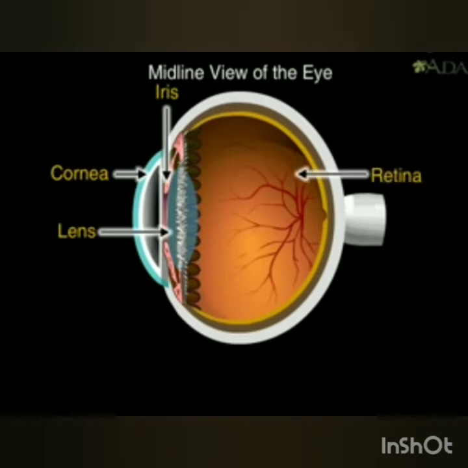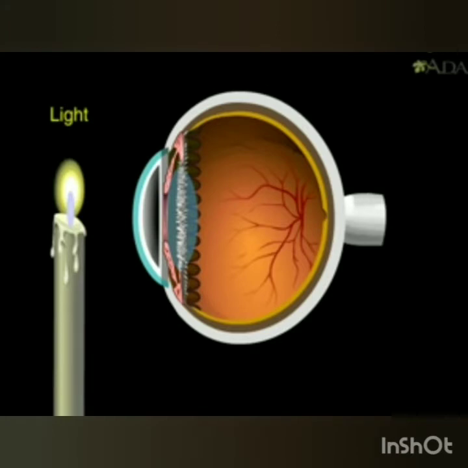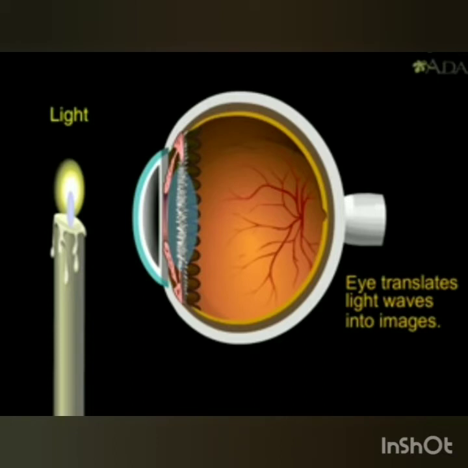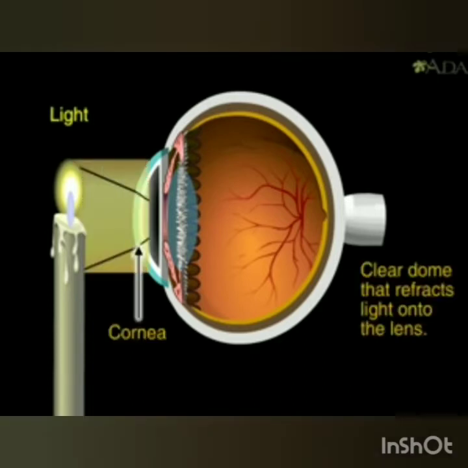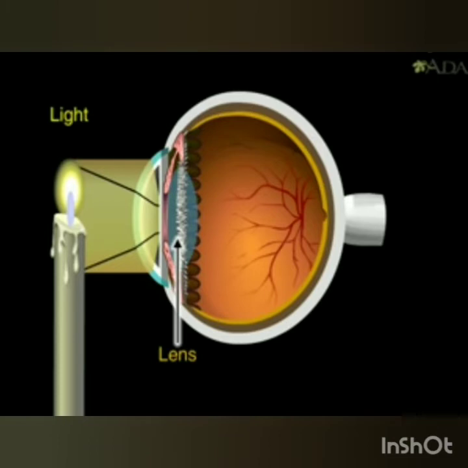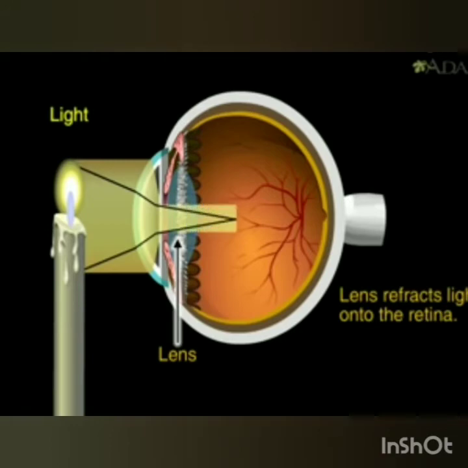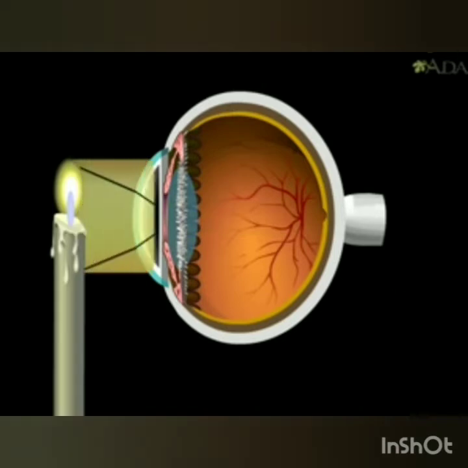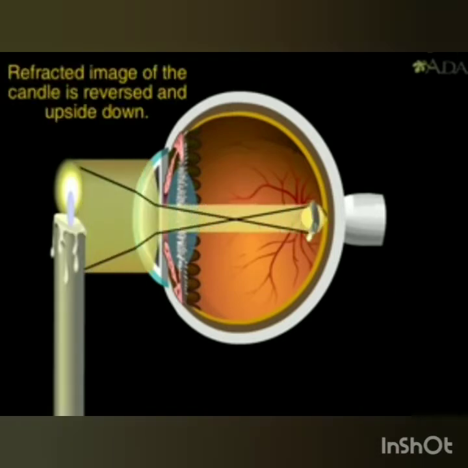Let us see with one example how the eye is able to see different things. Let us assume that a candle is in front of the eye, and you can see that the light originating from the candle first enters the cornea, which is a transparent layer, then it enters the pupil controlled by the iris, and then it enters the lens. Now the lens refracts the light and makes an image fall on the retina. Can you see? It results in the formation of an image on the retina, and the refracted image is upside down because it is a real image.